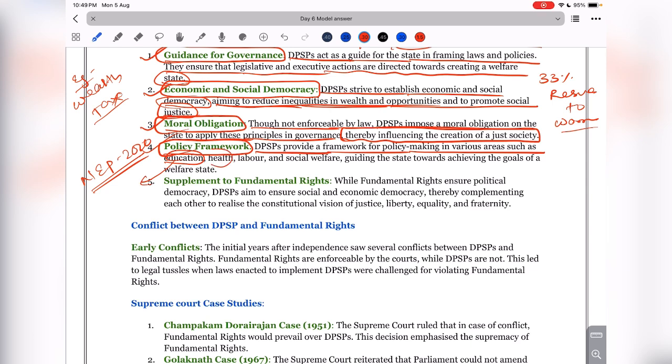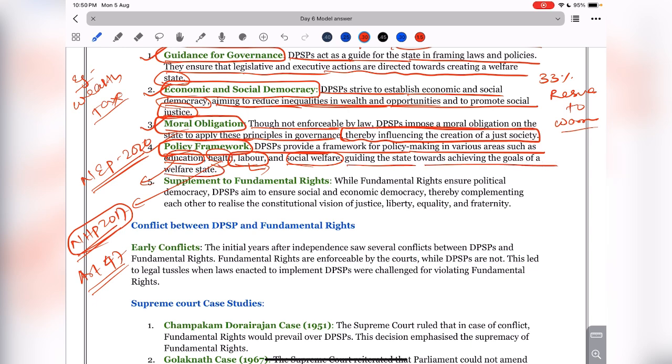National Health Policy 2017, because in Article 47 it is talked about improving health and nutrition of the people. So because of that, the National Health Policy is promoted to ensure the health and welfare of all. Then you might be knowing for labor welfare we have a number of schemes. For example, Atal Pension Yojana, then Jeevan Jyoti Bima Yojana. Okay, social welfare guiding the state towards achieving the goal of welfare state.